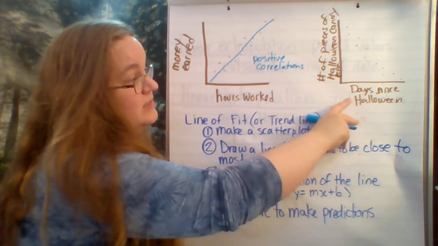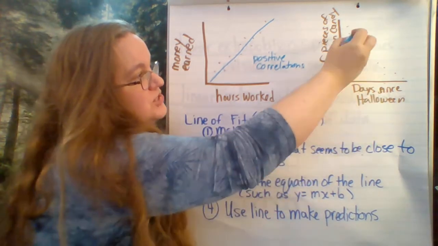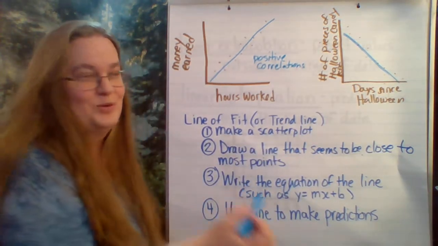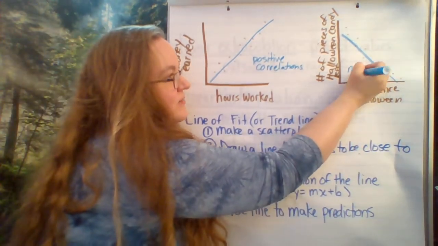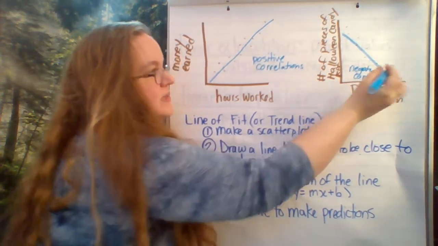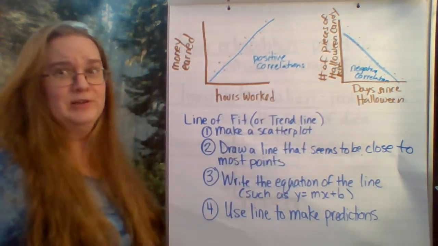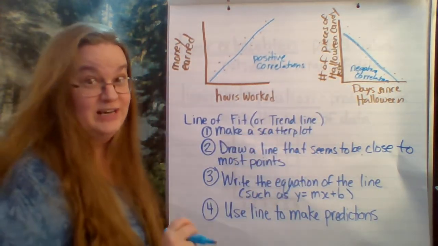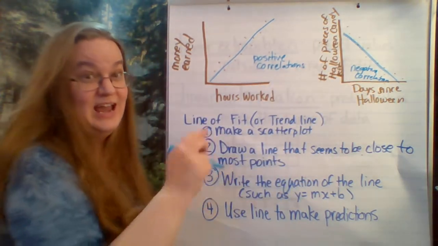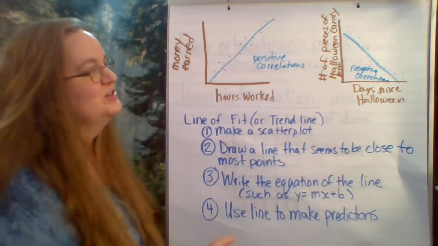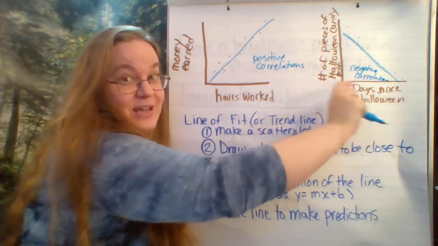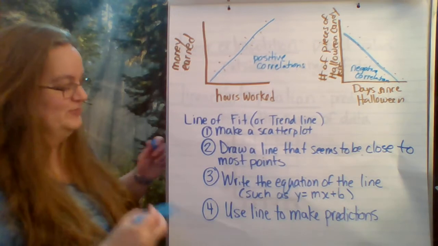All right. When you look at this one, again, I'm looking to see what kind of correlation I have. Well, it looks like everything's trending down, so I have a negative correlation. This one would be a negative correlation because from left to right, it's trending down. And if you think about it, the amount of Halloween candy that you have left is going to be diminishing as the days since Halloween increase. So the farther away from Halloween you get, the less candy you have in your bag. Okay?